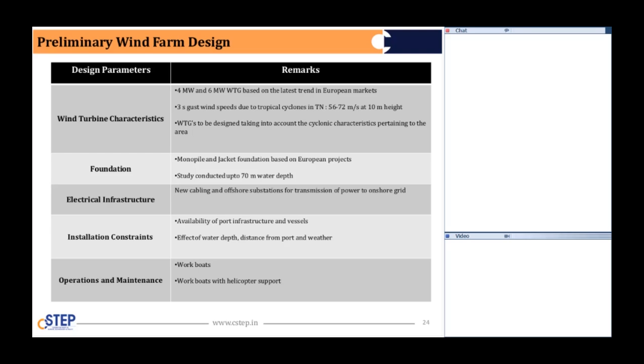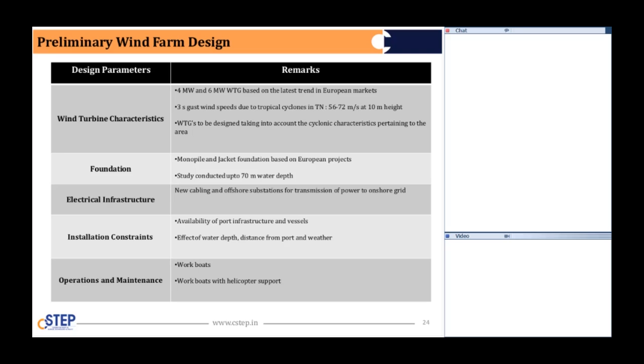Foundation: the two categories considered for this analysis were monopile and jacket foundation, based on European projects, because the learnings in those projects helped us understand the implications of working at different depths. So this study was limited to up to 70 meters into the water, because greater than 70 meters is perceived to be not economically viable at this stage.